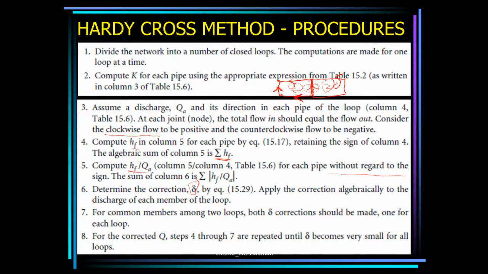And then for the corrected Q, you repeat steps 4 through 7 until del becomes very small for all the loops, okay? So that depends on the assumed flow rate, okay? Let's take an example to demonstrate that.